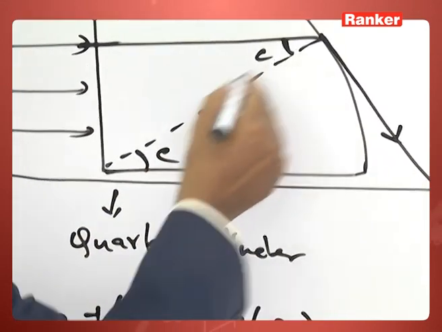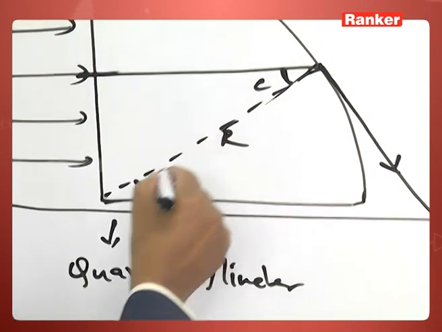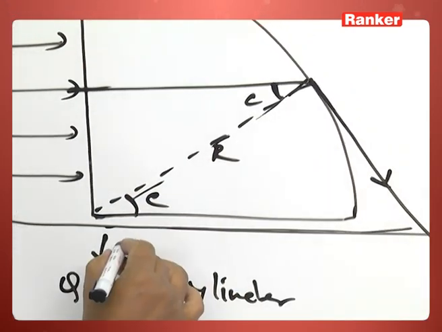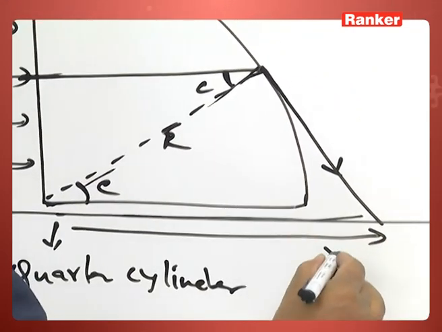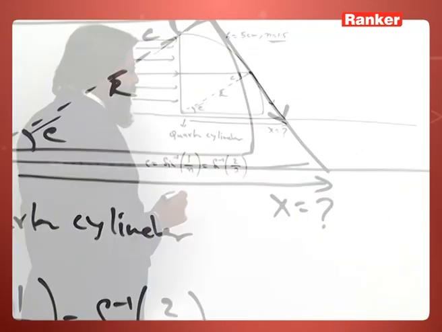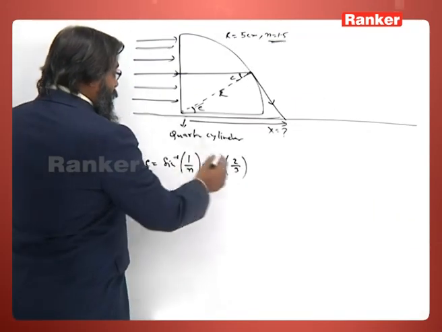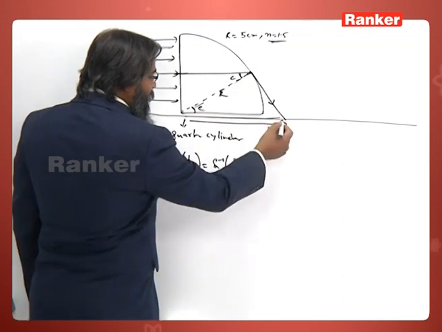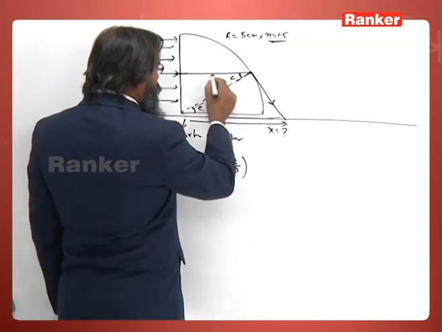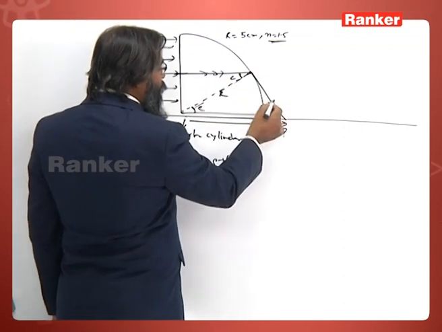So, once this is R, this is R. So, we can calculate what is this value of X. X can be calculated. That means, by using this sine trigonometry, this X can be calculated. Now, we know that this ray is going to fall here.